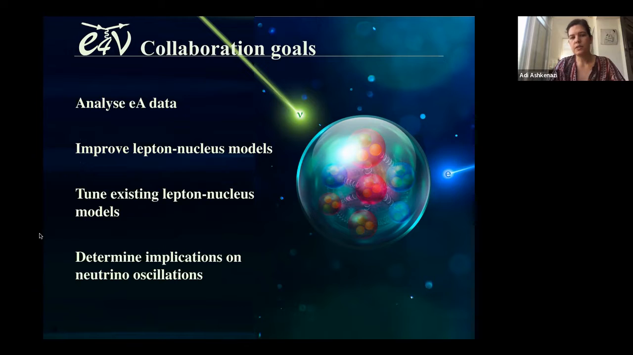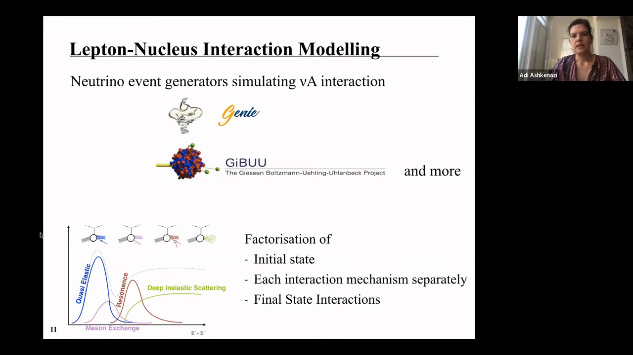Okay, so the premise is very simple. We'd like to analyze the electron scattering data and use the results to improve the models and to tune the parameters within these models, and obviously to determine the implication on neutrino oscillations.